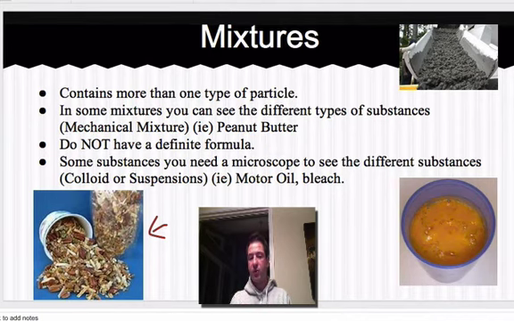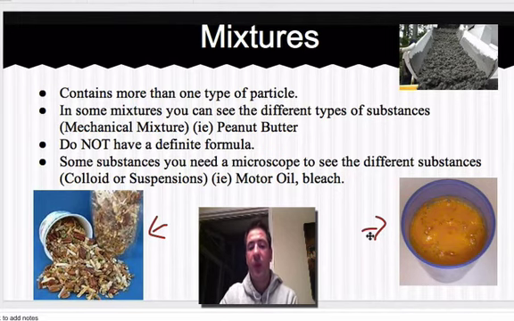Or if it's orange juice, like this over here with pulp, you can see that there is pulp and it's separate, and you can actually sift through. If I was to put it through a colander or something, the pulp would remain and the juice would flow through. But they don't have a definite formula because it's a series of formulas put together.